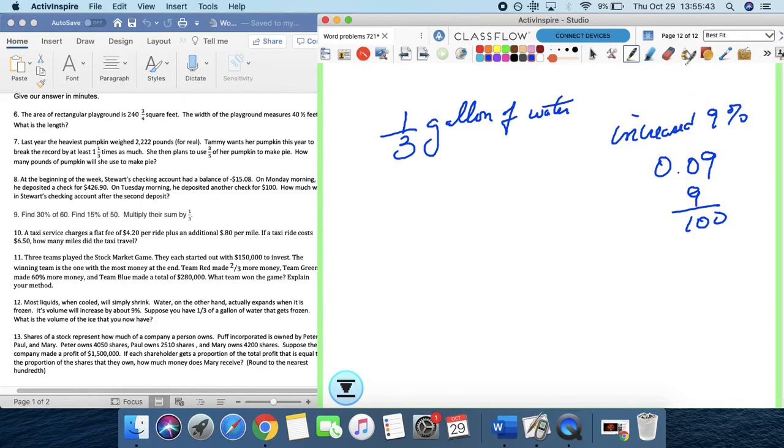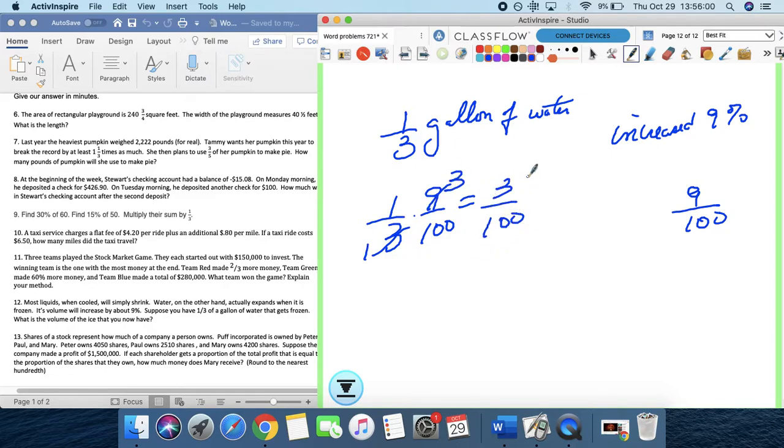And let's keep it as a fraction. So instead of using 0.09, let's use 9 over 100. So 1/3 times 9 over 100 is going to give us how much the increase is. So simplify. That was the increase. So this is what 9% of 1/3 of a gallon is. So now I have to add it to 1/3. So 1/3 plus 3 over 100.